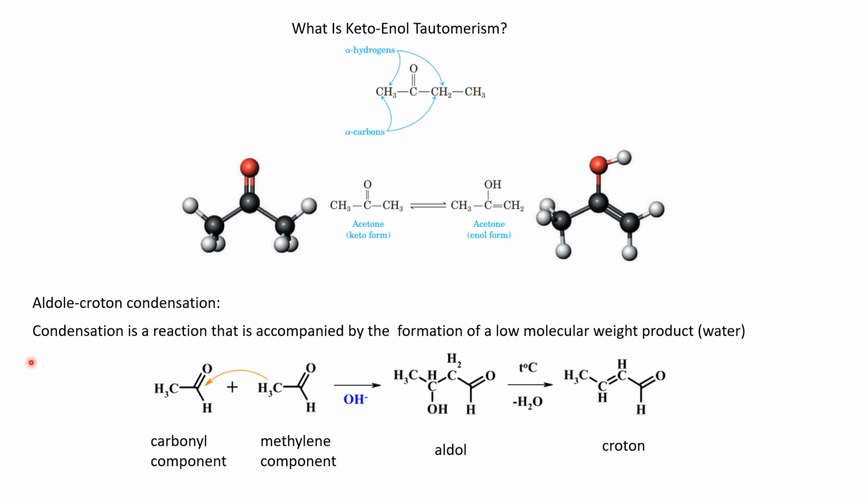Aldol-crotonic condensation. Condensation is a reaction accompanied by the formation of a low molecular weight product, water. For example, a carbonyl component containing a carbonyl group reacts with a methylene component with an alpha hydrogen. In the presence of alkali, it forms an aldol, an unstable compound, and at higher temperature, minus water, forms the crotonic product.